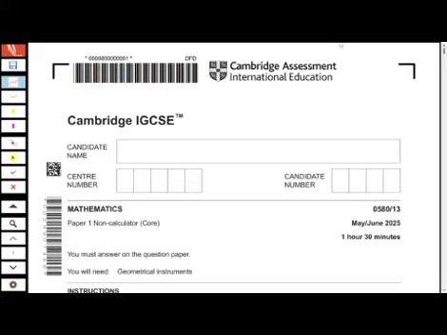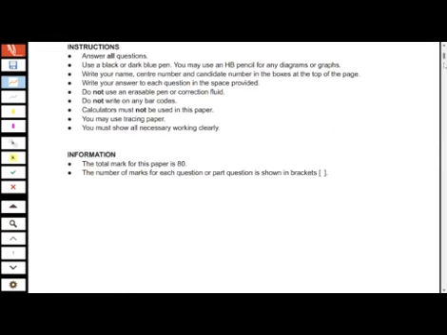Hi everyone. In this paper, I am going to solve Cambridge IGCSE Mathematics Paper 1 Non-Calculator Core in the session May-June 2025 Paper 13. So let's start with question number 1.